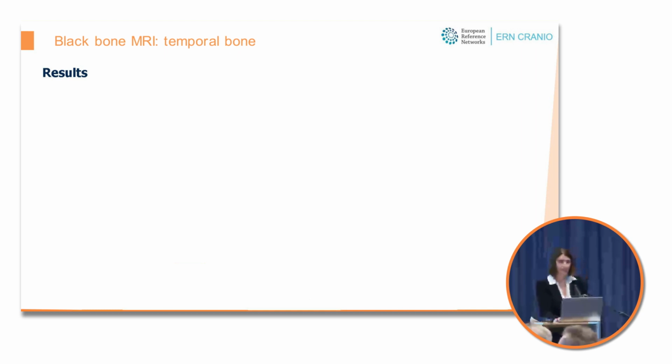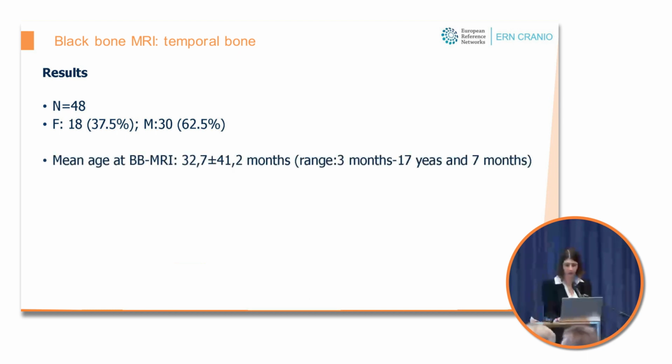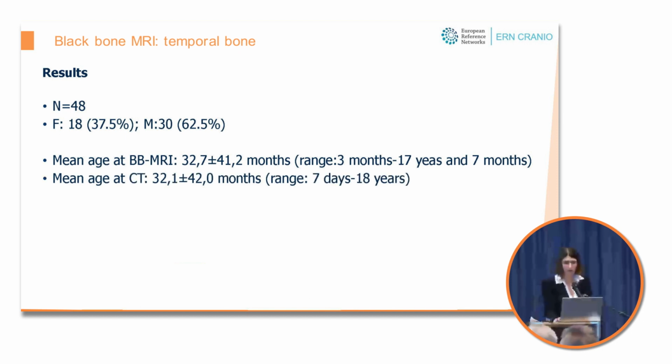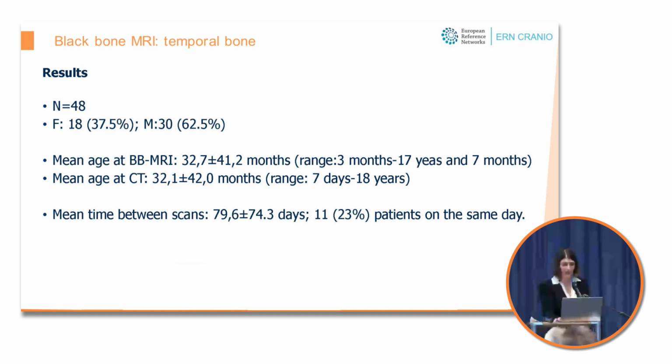Our population was made of 48 patients, the majority of them, around 60%, male. The mean age at imaging was around 32 months, while the mean time between black bone and CT was around 80 days. 11 patients were imaged on the same day. 73% of our population was made of syndromic craniosynostosis.